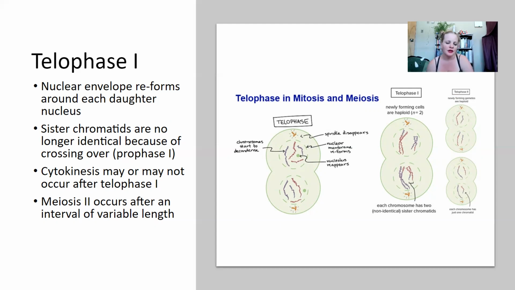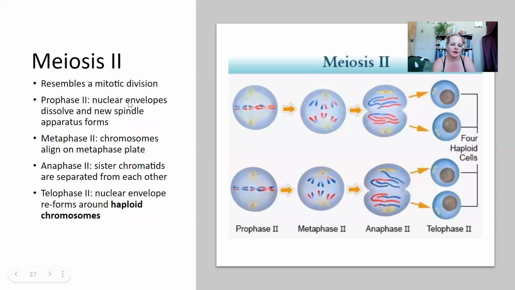Kind of depends. And then meiosis 2 is going to happen at some point, depending on what kind of gonads you have and environmental conditions and all this stuff. Okay, so meiosis 2 is very much like mitosis. Very much like a mitotic division.